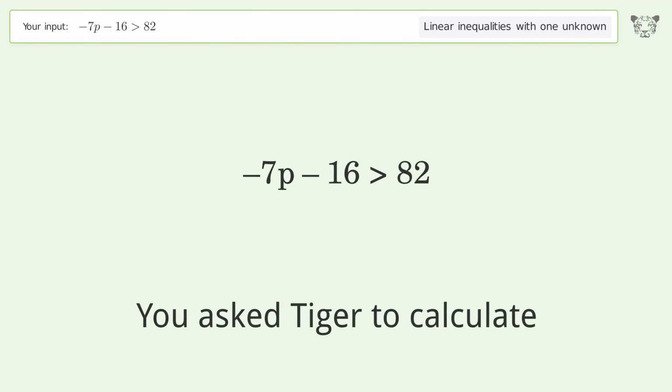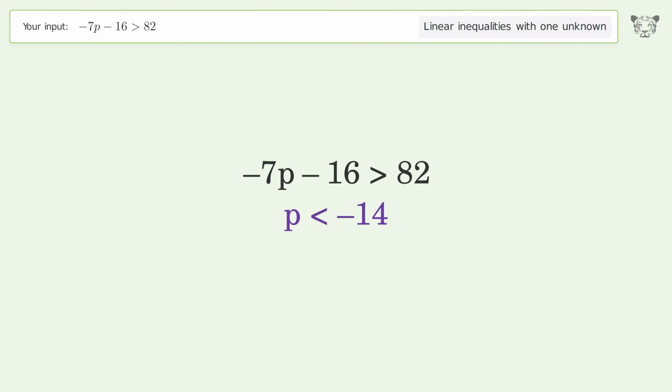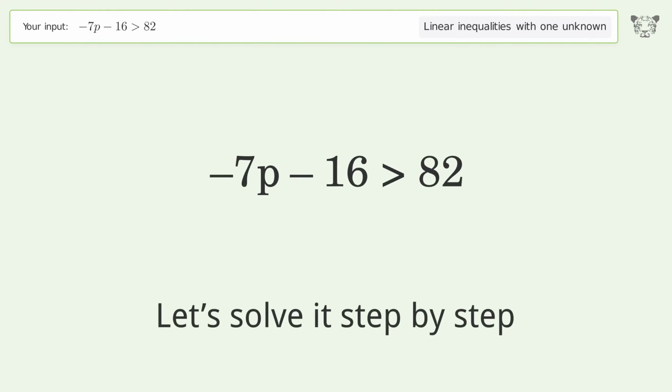You ask Tiger to calculate. This deals with linear inequalities with one unknown. The final result is p smaller than -14. Let's solve it step by step.